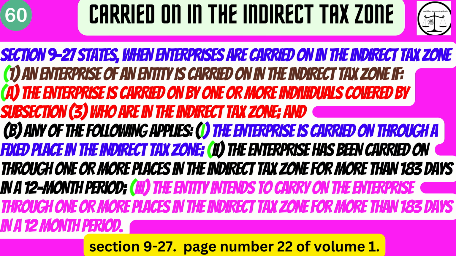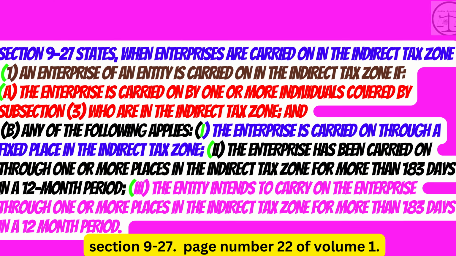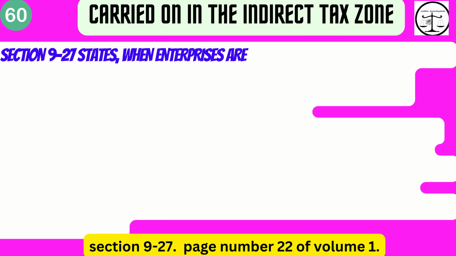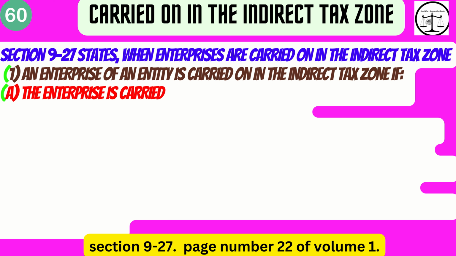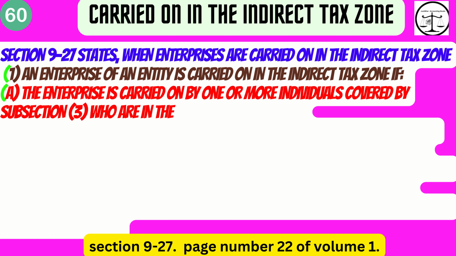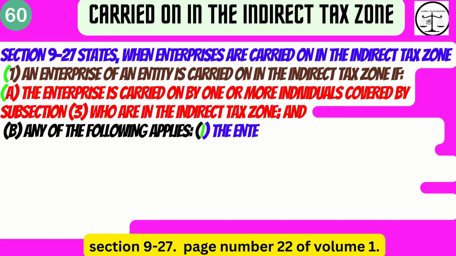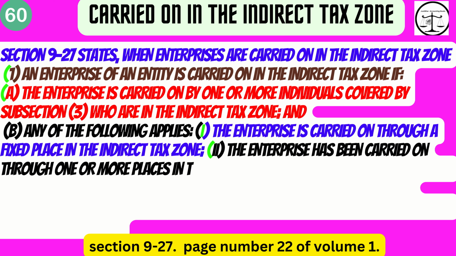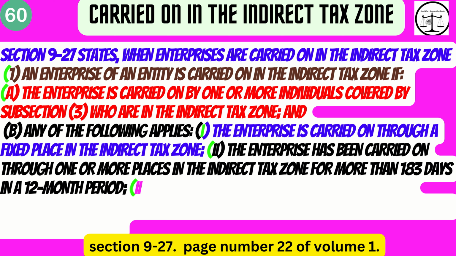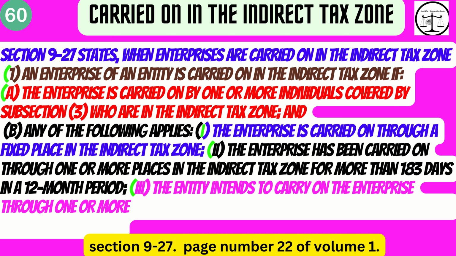Word number 60. Carried on in the indirect tax zone, in relation to an enterprise, has the meaning given by section 9 to 27. You can find this information on page number 22 of volume 1. Section 9 to 27 states, when enterprises are carried on in the indirect tax zone. 1. An enterprise of an entity is carried on in the indirect tax zone if A. The enterprise is carried on by one or more individuals covered by subsection 3, who are in the indirect tax zone, and B. Any of the following applies.